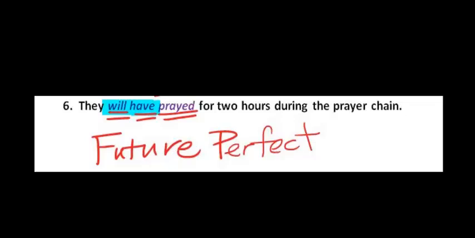And then number 6, they will have prayed for 2 hours during the prayer chain. Oh my goodness, look at that string. We've got 2 helping verbs there. So we know we're going to be down here in future perfect. Will have prayed. Okay. Now you're thinking, okay, future, prayed has ed on the end of it. Isn't that the past tense form of pray? Yes, it is. But when you add will have to the front of it, it makes it future perfect. So pay attention to the entire phrase, not just the anchor verb.